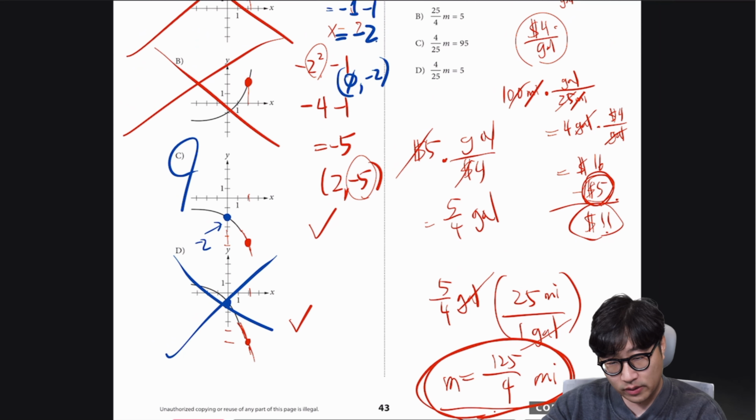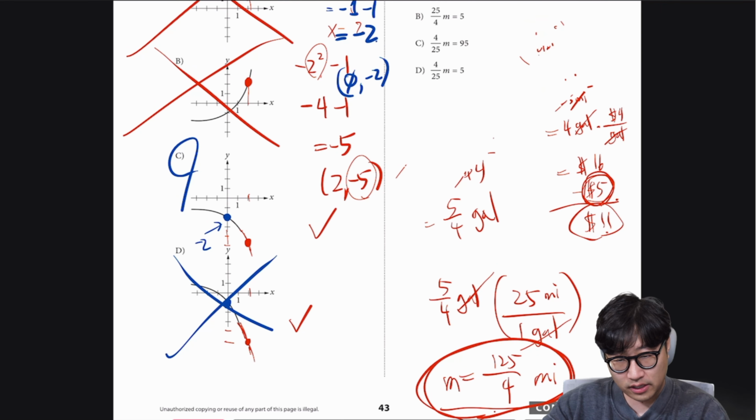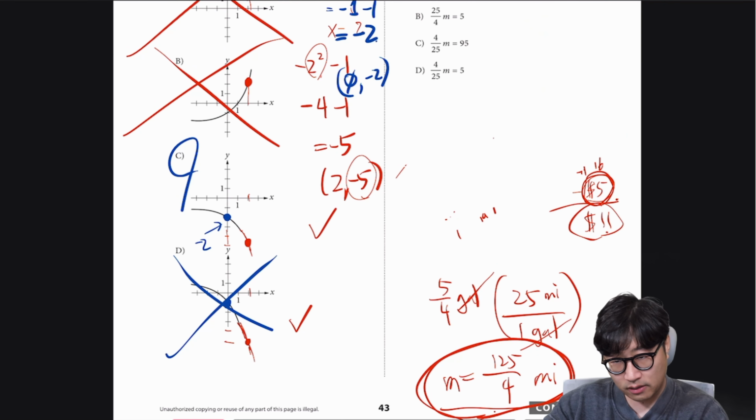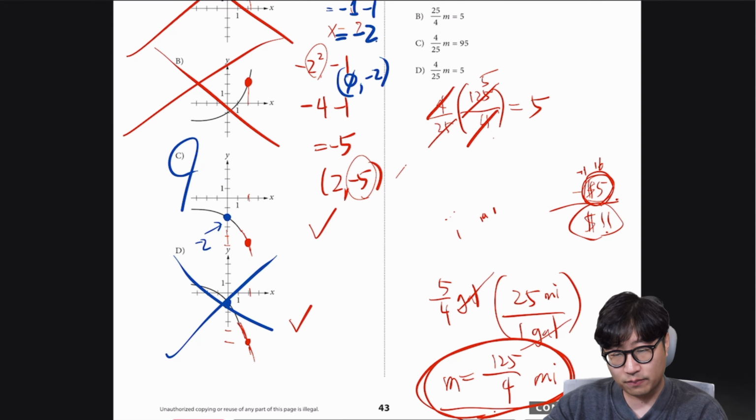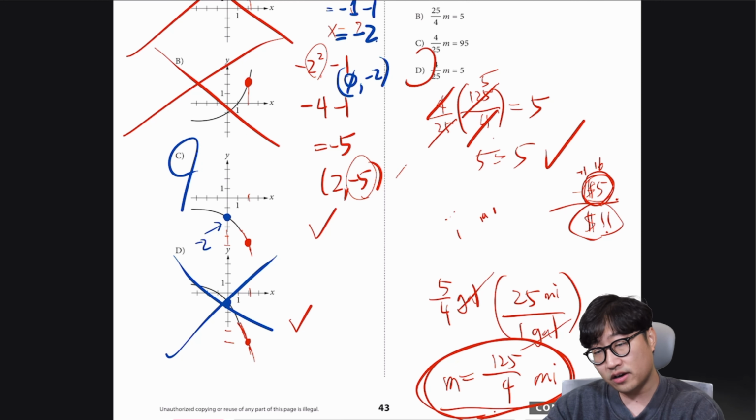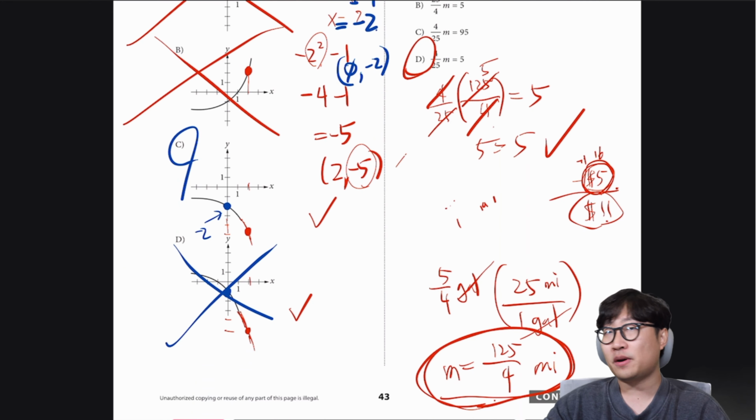So let me now go ahead and just get rid of these and then try this number, and I'm going to start from the bottom, choice D. So 4 over 25 times M, which is what we got, 125 over 4, and that's equal to 5. Is it? Cancel the 4s. And yeah, 125 over 25, that's 5, because 5/4 is $1.25. So 5 is equal to 5, that works. So there it is. D's got to be the right answer. So the question seems difficult, but all you got to do is just follow the units and make sure you're working with the right units.